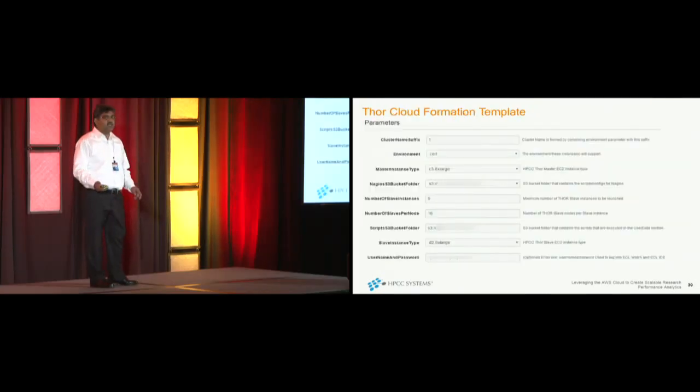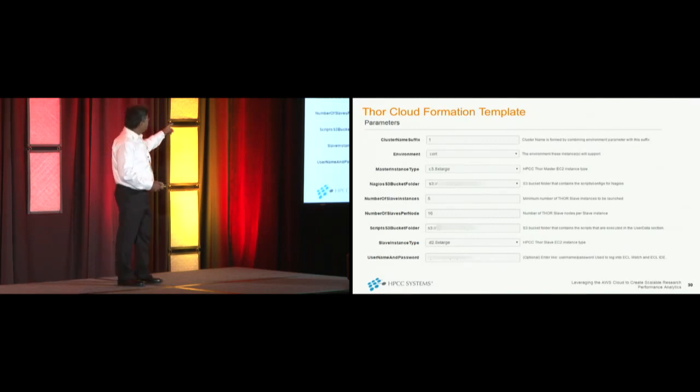I have talked about several AWS resources that we use, like VPCs, ELBs, and EC2s, and you can automate creation of AWS resources using CloudFormation templates. Here is a screenshot from our Thor CloudFormation template, and you can see several parameters there. The main things to note are the suffix and environment, the first two variables that form the name of our cluster. In this case, it will be cert Thor1. You can also see the instance types, the number of slave instances, which is 5, and the number of slaves per instance, which is 16.